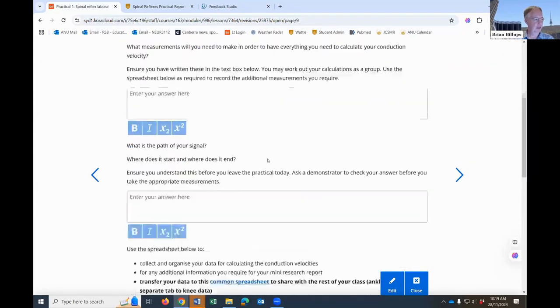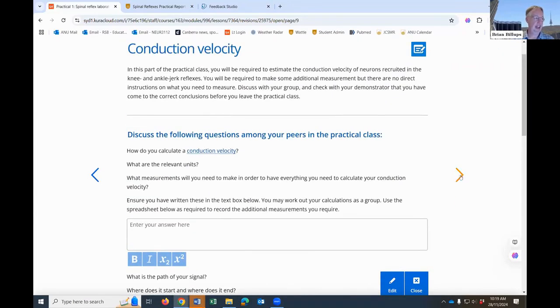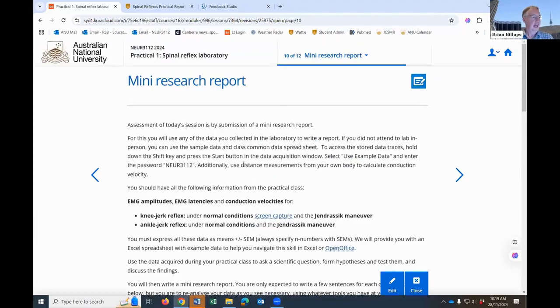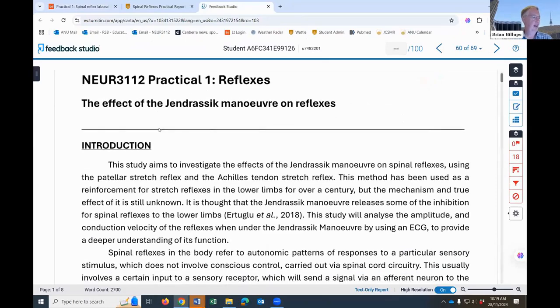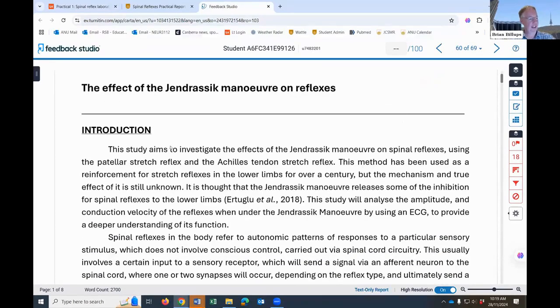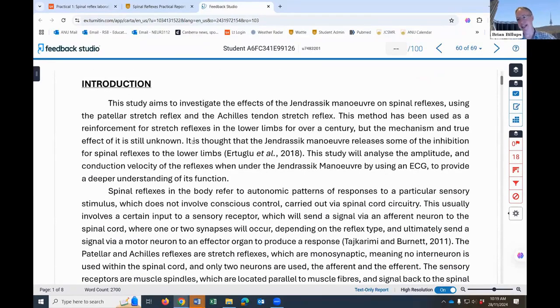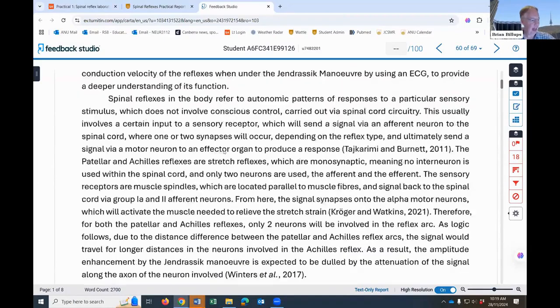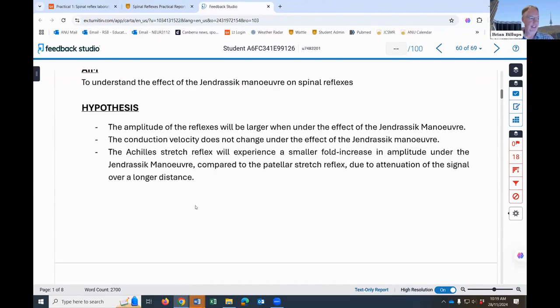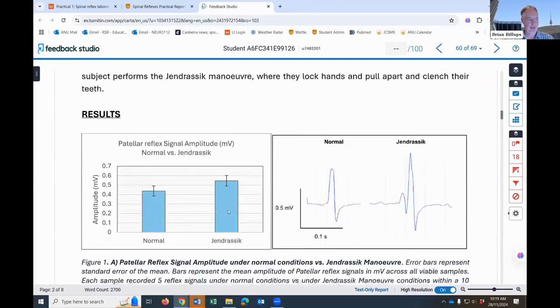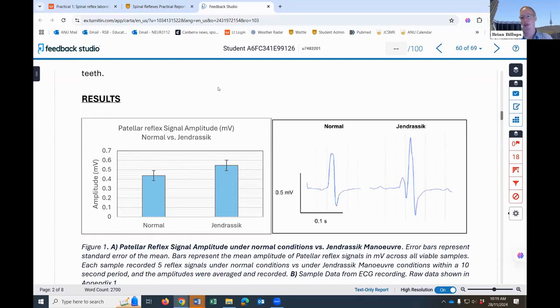Okay, and then the assessment is a report. So they go through, they measure the conduction velocity, they measure the amplitudes, and then we say, okay, what we want as an assessment is a report, and here's an example of one. We're expecting them to write an introduction, what they did, how that led them to the hypothesis. We expect them to give an aim and a number of hypotheses, which for the first time we give them. We expect them to write a bit about the methods. Then we want them to present data as if it was like a paper.